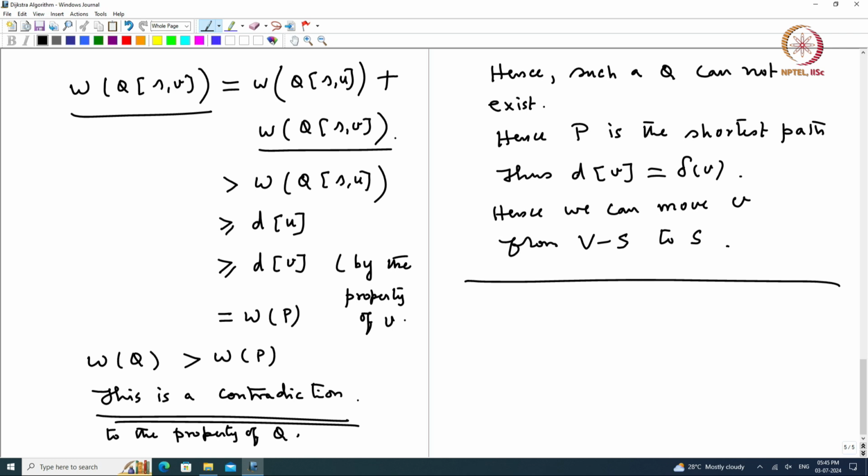We have discussed one major and important part of the algorithm. We will continue our discussions on the other aspect of this algorithm in our next session. Thank you.